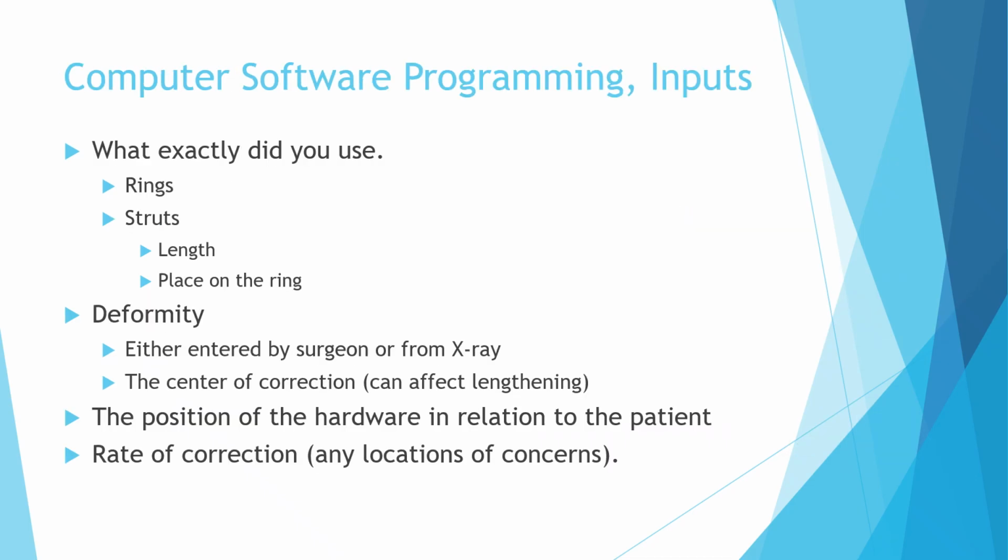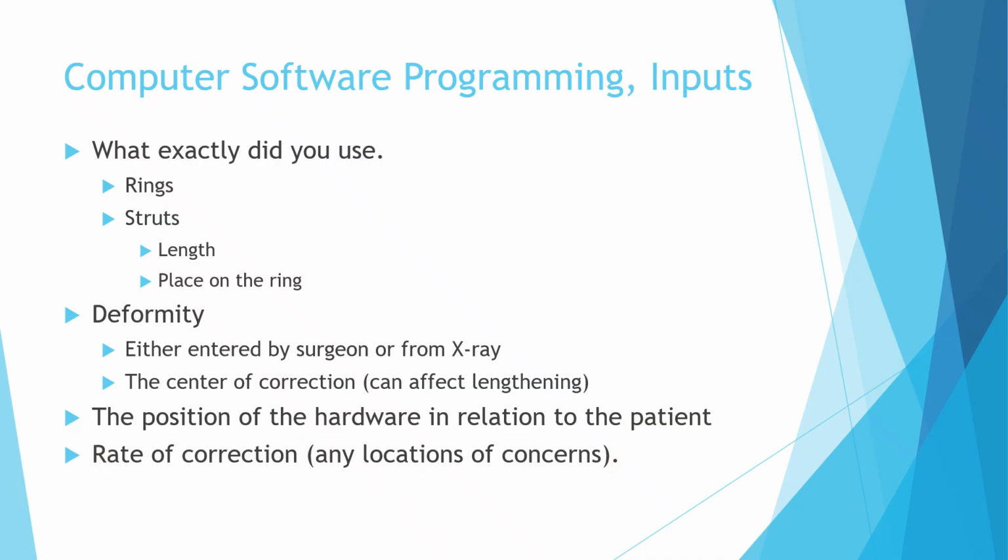And also we went into lots of detail about the inputs needed from the software to give you the program. And we said it doesn't make a difference which company you are using. At the end, it falls into 4 categories: what exactly did you use, what is the deformity, and what is the position of the hardware in relation to the patient. I said these are the 3 main things, and 1 small thing, which is the rate of correction, and if there are any locations of concern.